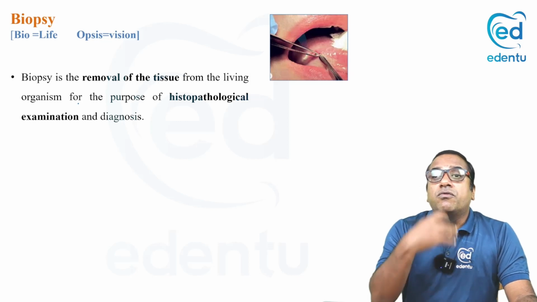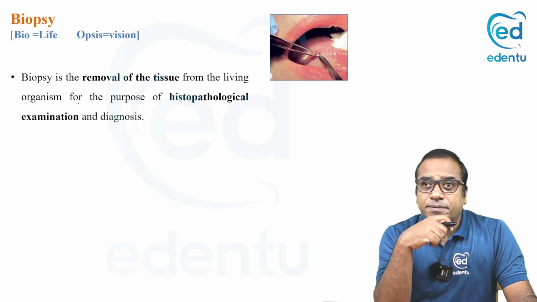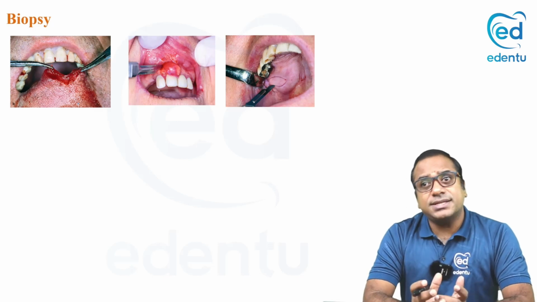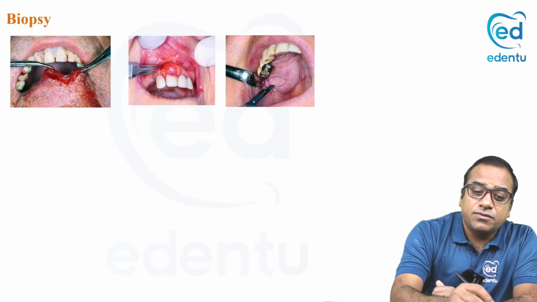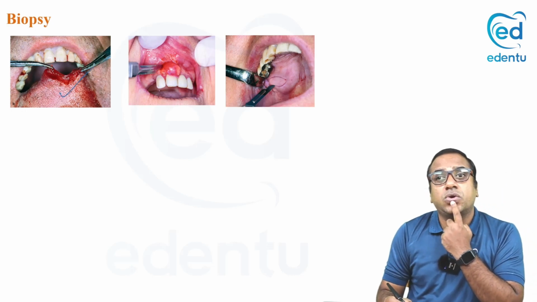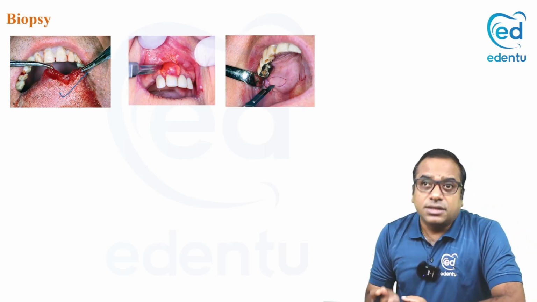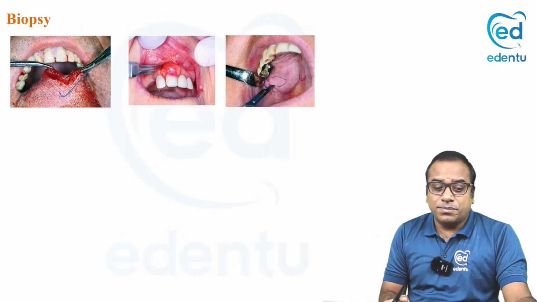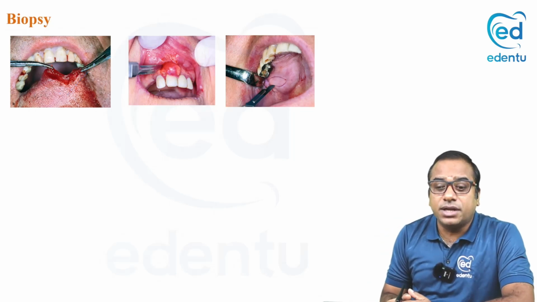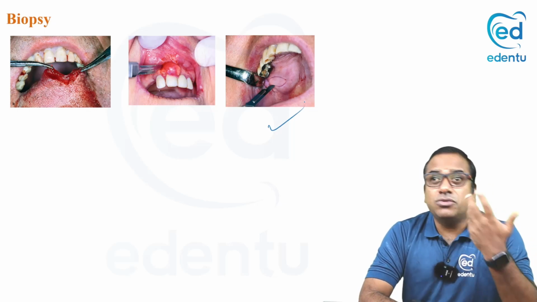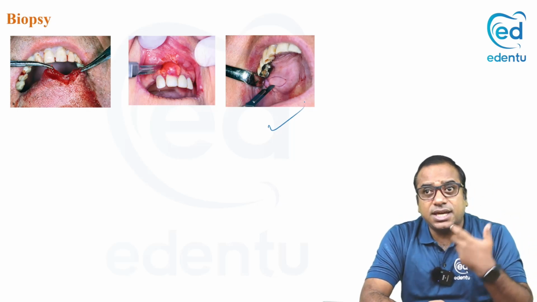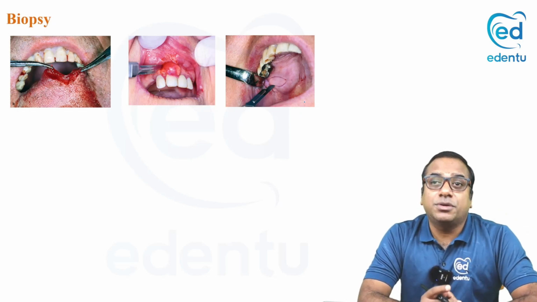Now, from which sites can we do biopsy? Biopsy can be done from various sites. In oral and maxillofacial surgery, we can do it from the lower lip, as you can see here. If any lesion is there, we can do it, or from the gingiva, or from the lower border of the tongue, or the floor of the mouth, or from the cheek. We can do it from any part of the body.